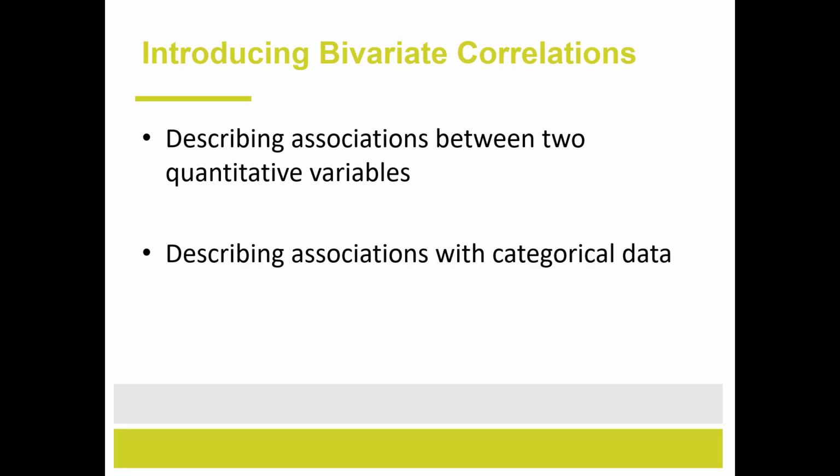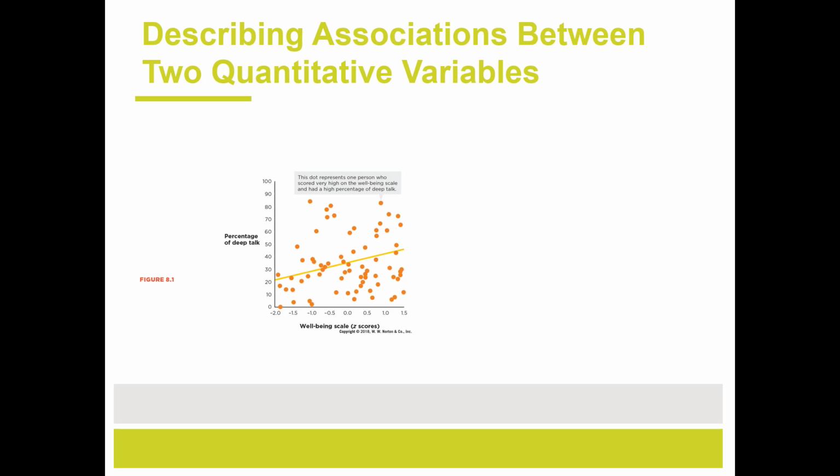Next, we're going to discuss how we need to keep in mind what type of variables we have and how we would go about examining their relationships differently based on whether or not we are looking at two quantitative variables or if we have one or more variables that are categorical. Let's first discuss how we can examine associations between two quantitative variables.